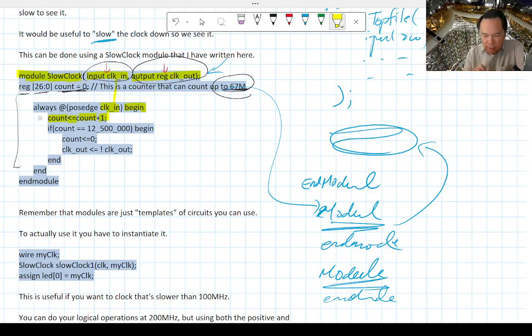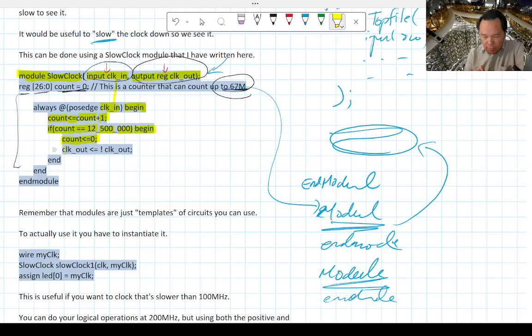All right. So, well, what else do I do? Well, if count is equal to 12,500,000, right? Do something. Like what do I do when that happens, okay? Well, what I do, I make clock 0. Okay, why do I want to reset the clock? Sorry, not clock. I make the count 0.